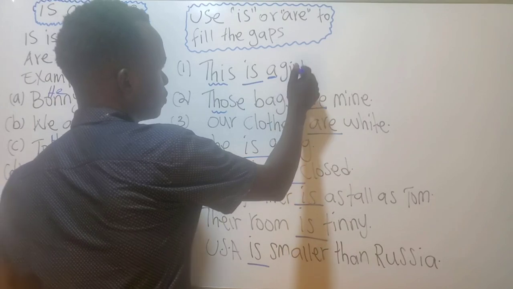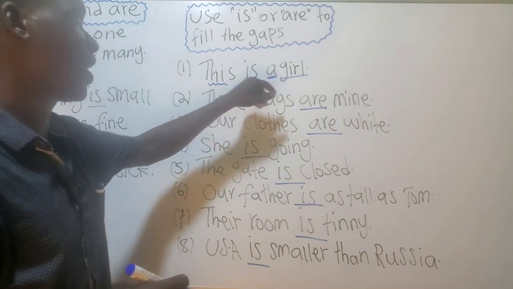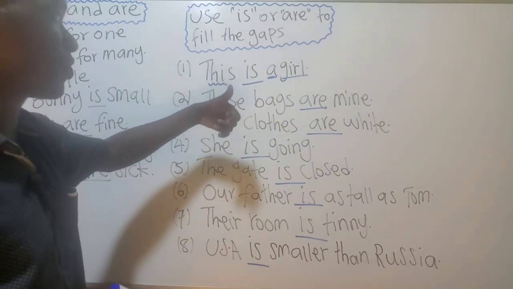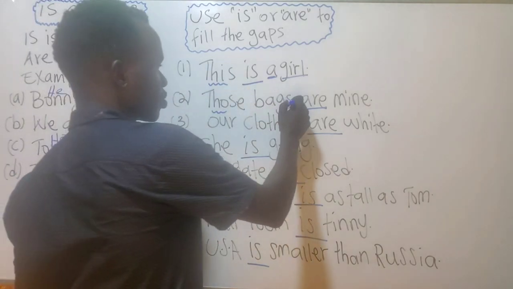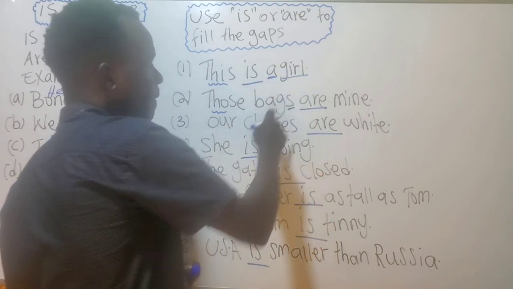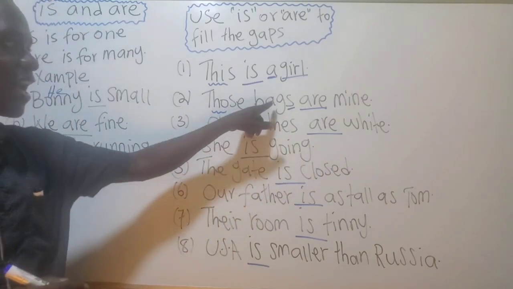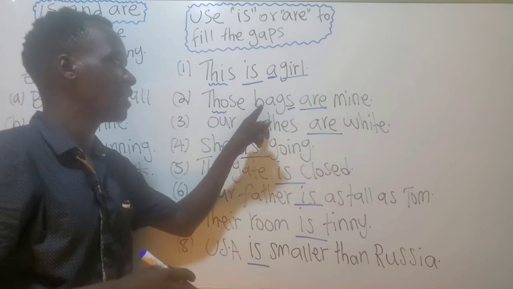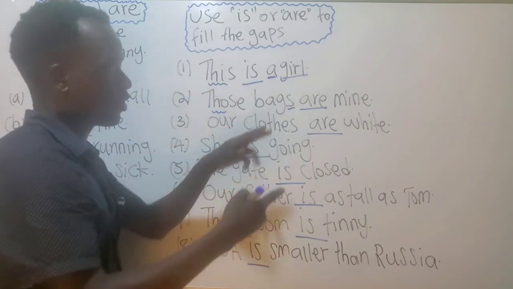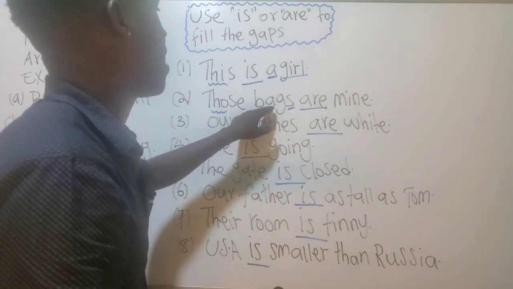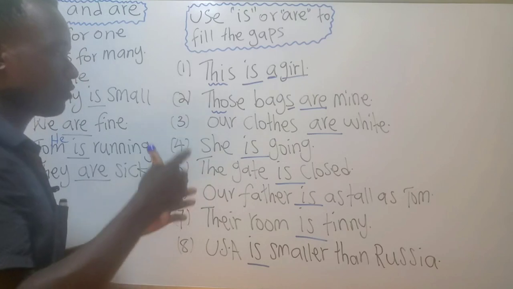A in front of a noun portrays that the noun is singular, okay? Also, is portrays that a noun is singular. Those portrays that a noun is plural. And also, s behind a noun portrays that the noun is plural. So you'll use are. Those bugs are mine. These are bugs, okay? Bugs is plural, therefore you use are, because you'll be talking about many bugs. Here you'll be talking about one girl because of this a in front of the noun.